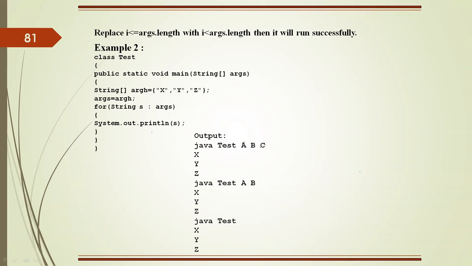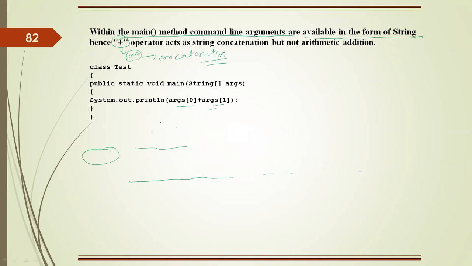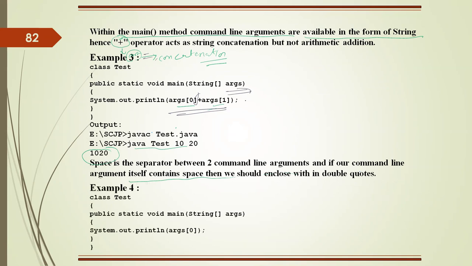Yes, you are passing A, B, C, and it will print X, Y, Z. Why? Because internally it's X, Y, and Z. Reinitialization is happening here. Within the main method, inside the command line argument, this operator is not adding the objects. It's performing a concatenation.